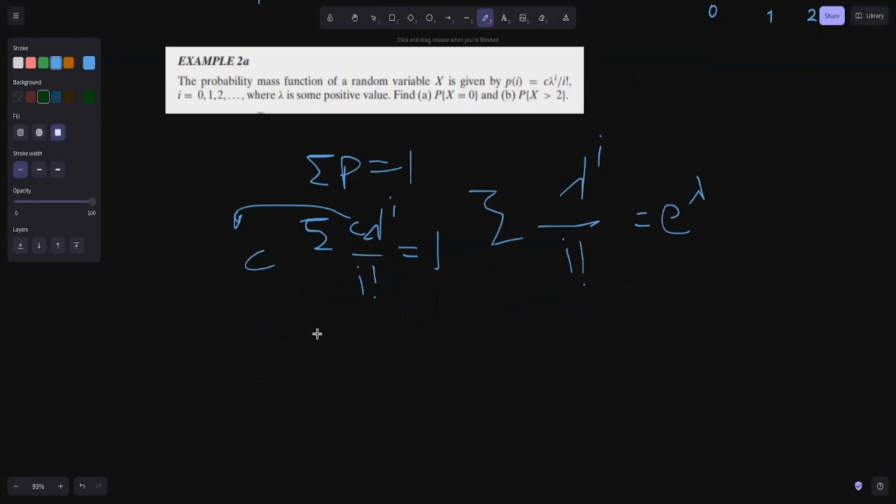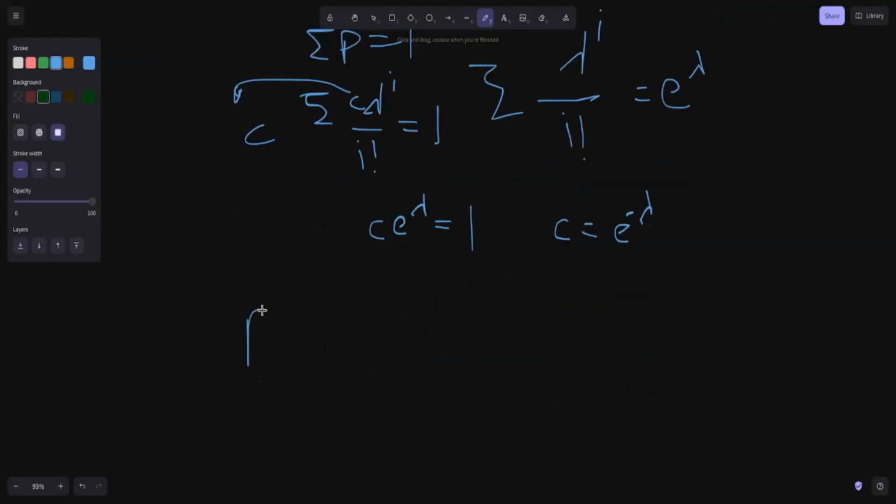Okay, so now from this we can write c times e to the power lambda is equal to 1. So my c will become e to the power minus lambda, right? So now let's calculate P(X = 0).